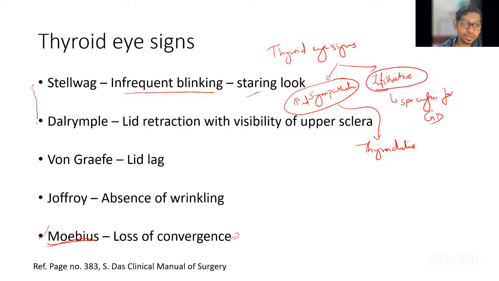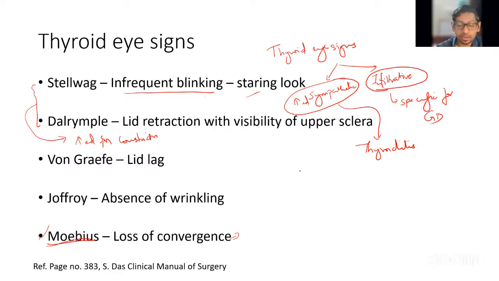Again, this is because of increased constriction of the smooth muscle. Remember, sympathetic overdrive can cause increased smooth muscle constriction. So increased smooth muscle constriction can cause these two signs. So why do we get a Dalrymple sign? The Dalrymple sign is basically lid retraction. When on the downward gaze, the upper lid is slow to close as compared to the gaze. So that is why you are able to see the upper sclera. Now, Von Graefe is a lid lag, whereas Dalrymple is a lid retraction.